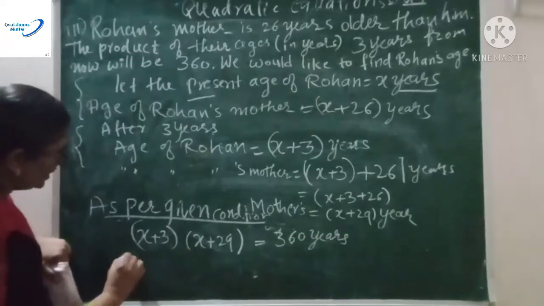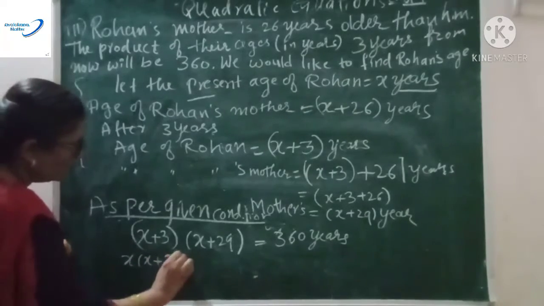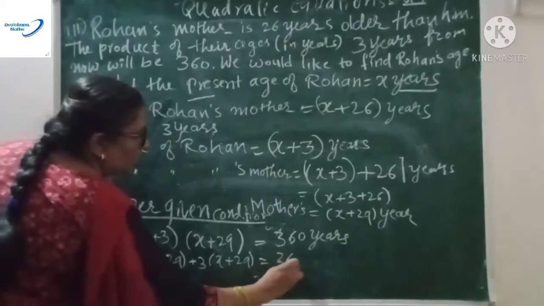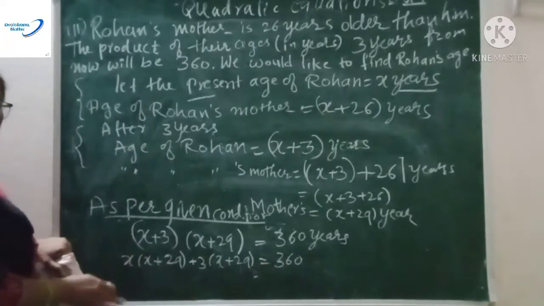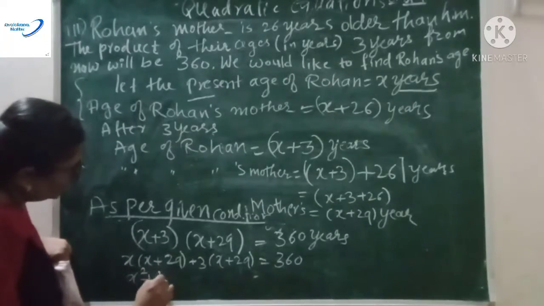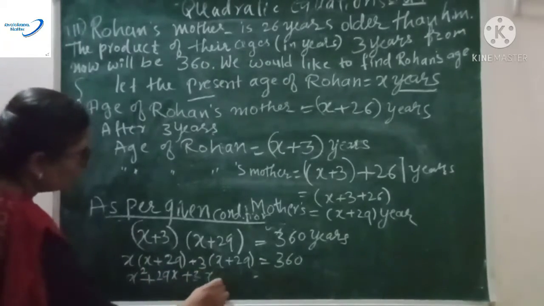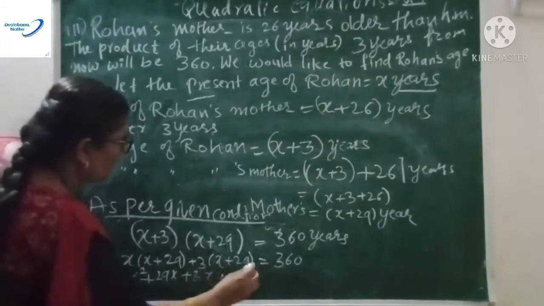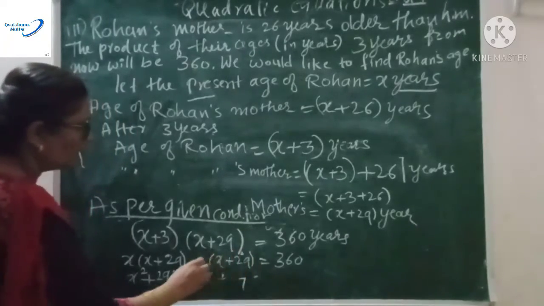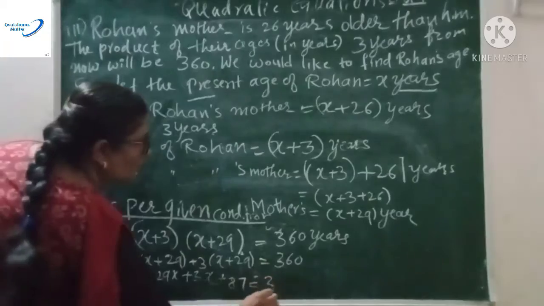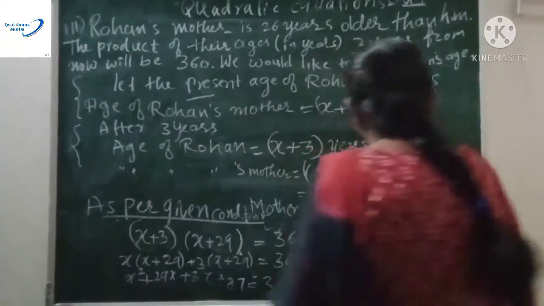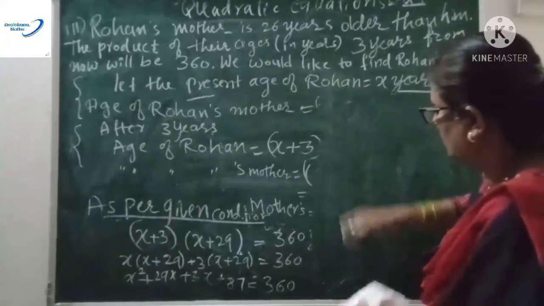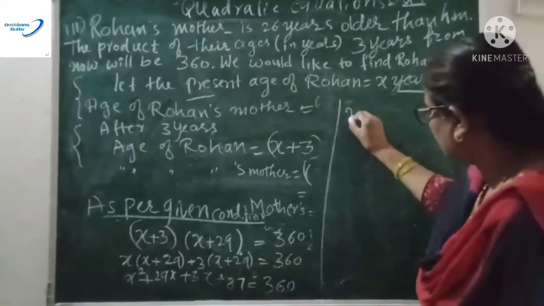Now the simplification of this one. x with x plus 29 and plus 3 with x plus 29 is equal to 360. Directly you can multiply. So you will get x square plus 29x plus 3x plus 3 into 29. 9 threes are 27, carry 2, 3 twos are 6, 7, 87, is equal to 360. Whenever 360 comes, obviously we say 360 degrees, but here it is not degrees, it is 360 years.